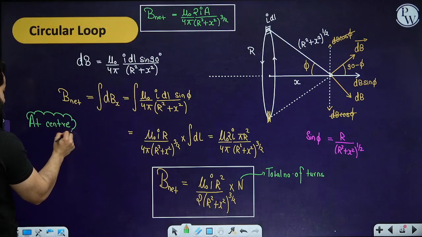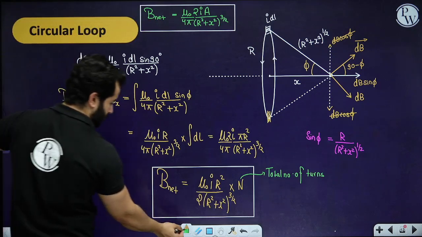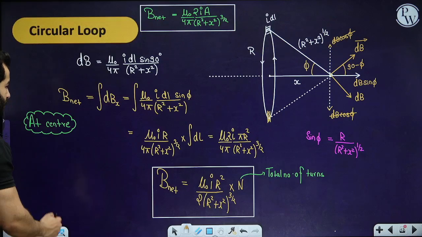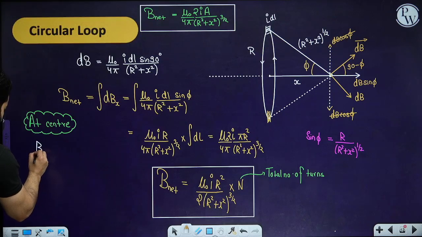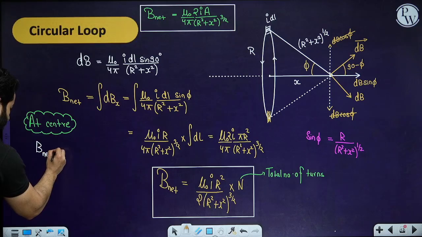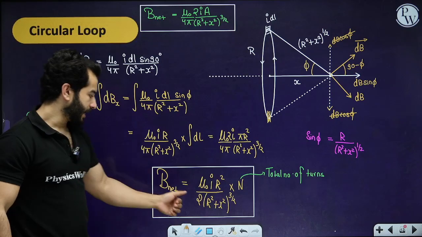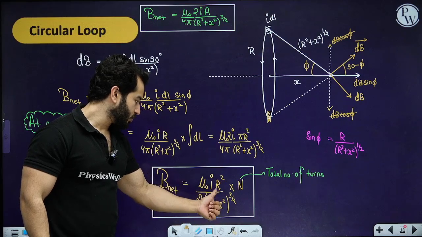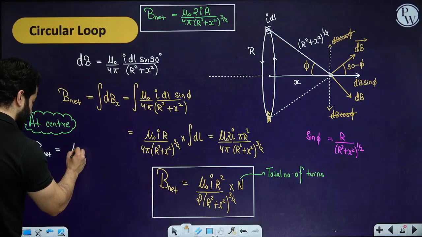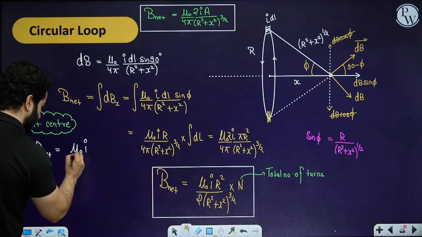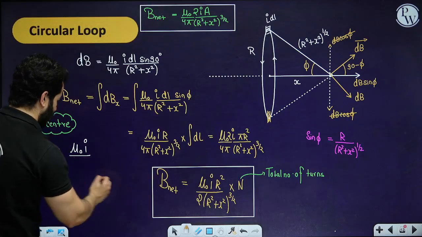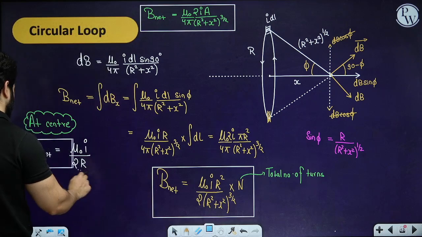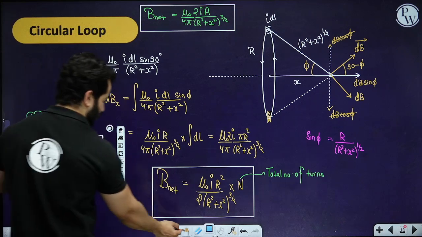So at center basically means that x will become 0, right? So if x becomes 0, the net magnetic field at center will be, please see, x becomes 0, so this will become r cube, so this will be like mu naught I upon 2r. This is going to be your formula, mu naught I upon 2r.